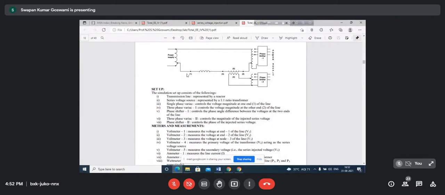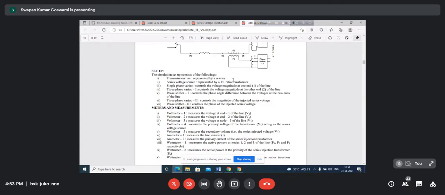Now wattmeters are also needed, because we shall be measuring power and controlling the power flow. We shall have to measure how much power is either entering or leaving this location, this point, and this point, and how much power is entering or leaving through this winding. So four powers are to be measured at this line, and one power has to be measured here.